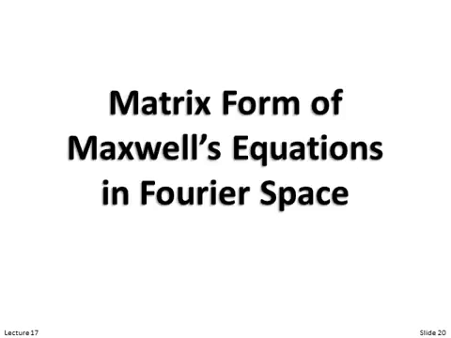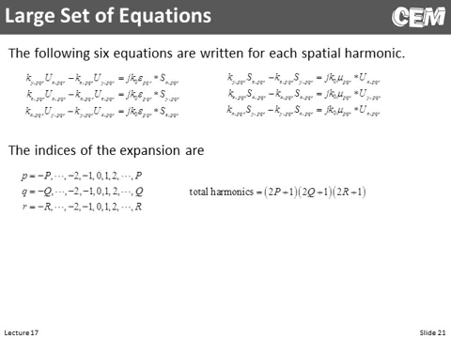So we derived Maxwell's equations in Fourier space, and I mentioned that each one of those equations has to be satisfied for every combination of PQR. In other words, for every spatial harmonic in our expansion, we write each one of those equations. Well, now we have a large set of equations again that we want to write in matrix form. So let's look at how that's done. Here are our equations, just to remind us. I'm writing these a little more compactly rather than in summation form, but it's the same equation. And we'll look at this first equation.